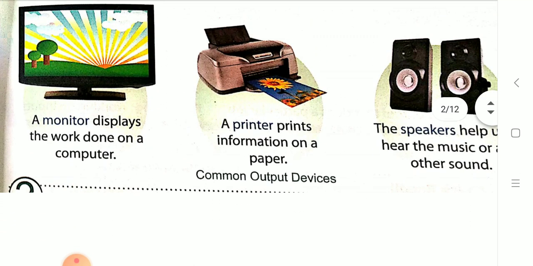First, the monitor. You have all seen this picture of a monitor in your library. A monitor displays the work done on a computer. With the use of a monitor you can watch your work. Then the printer. The printer is used to take out a print from the computer, and it prints information on paper. Then another thing, the speaker. What is the work of the speaker? The speaker helps us to listen to music and other sounds.